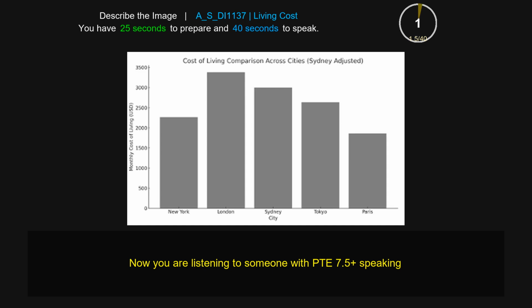The image provided is a bar graph that gives information about the cost of living comparison across cities. While the x-axis represents the cities such as New York, London, Sydney, Tokyo, and Paris, the y-axis represents the monthly cost of living in USD. From the image, London has the highest cost of living, around 3,500, and the lowest one is New York, around 2,300. Overall, this image shows important information about cost of living comparison across the cities.